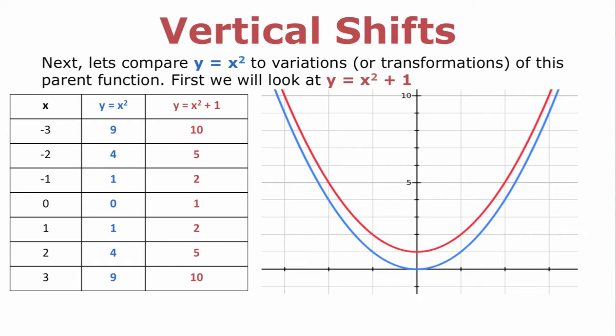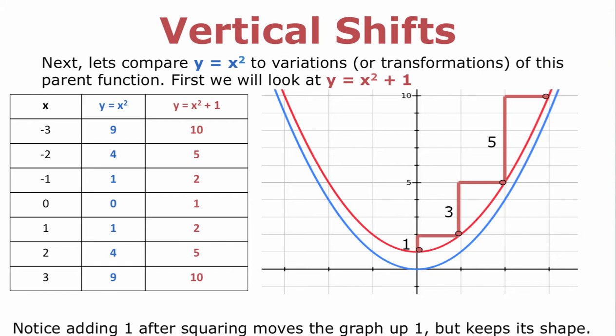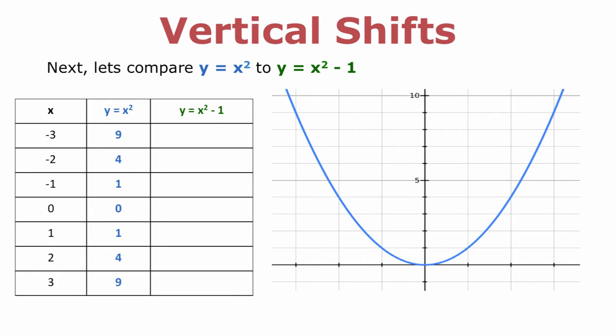You'll also notice that same pattern that we talked about before, up 1, up 3, up 5, as we go over away from the vertex 1 unit, is still there. So we didn't change the shape of the graph at all, we just simply moved it up 1 unit. If that example made sense, the next one should be no surprise as well.